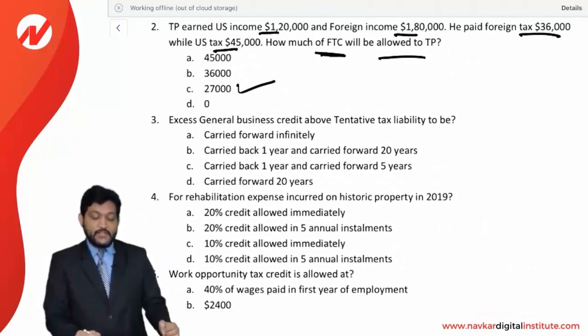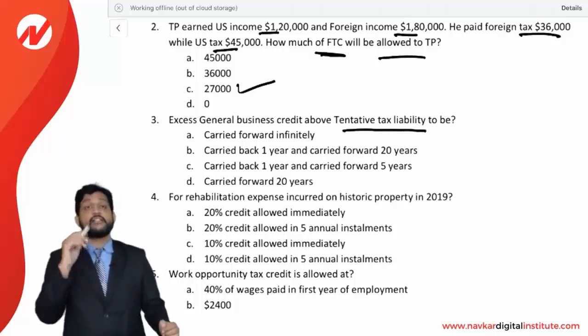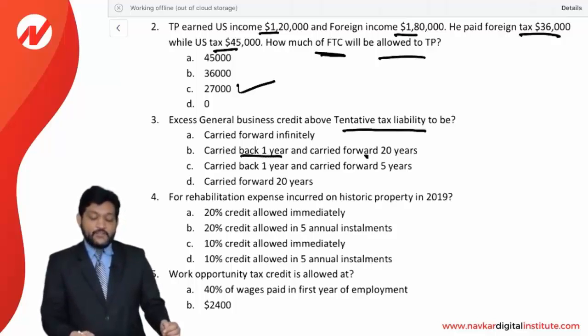Excess general business credit above tentative tax liability. If the credit is beyond tentative tax liability, then it will be carried back 1 year and carried forward 20 years. That is the correct option. B is the correct answer.